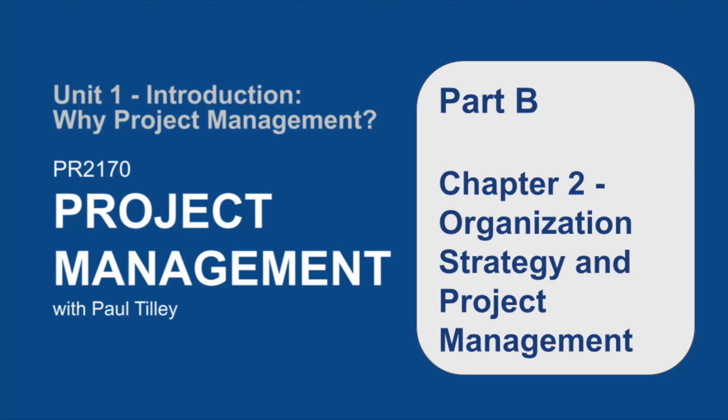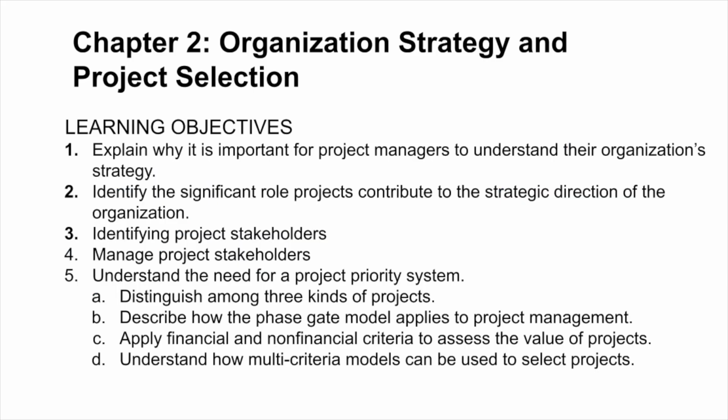Today we're looking at Part B of Unit 1, and this covers the material in Chapter 2, Organizational Strategy and Project Management. In this unit, we're going to explain why it's important for project managers to understand the organization's strategy. We're going to identify the significant role projects contribute to the strategic direction of an organization. We're going to identify project stakeholders and how project stakeholders can be managed. And we're going to understand the need for a priority system in assessing projects. We're going to distinguish amongst three kinds of projects. The phase gate approach we'll discuss. We'll talk about the financial and non-financial criteria used to assess the value of projects.